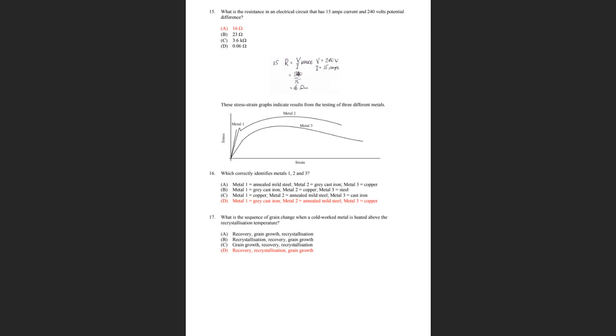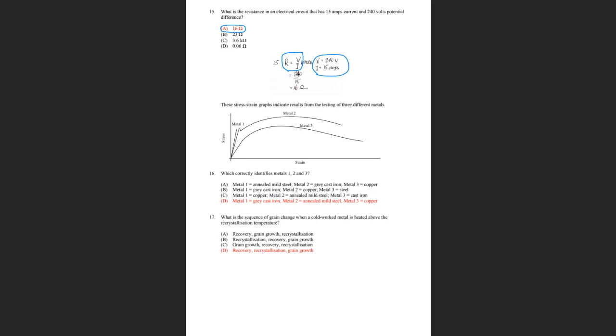What is the resistance? You know that resistance is equal to voltage over amperage. It's given to you in the formula sheet. And so that is basically a simple calculation. Put your units and values here. So it's 240 over 15, which is 16 ohms, which the correct answer is A.